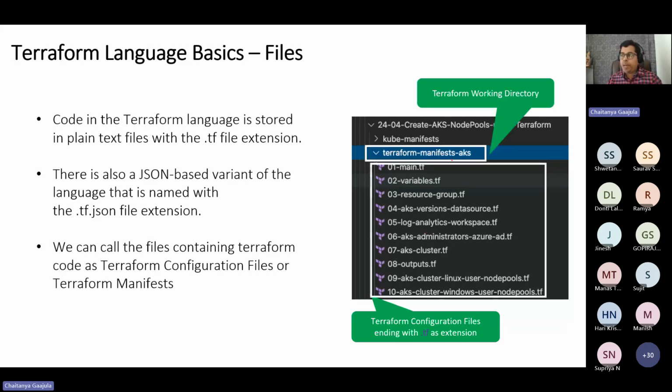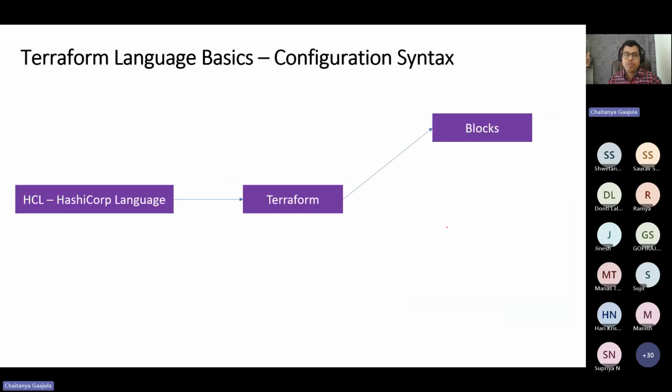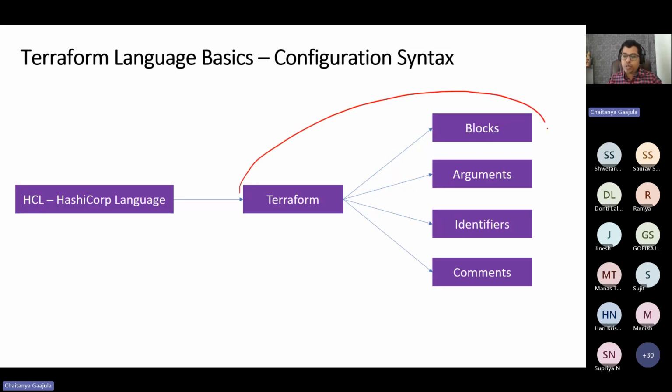And what is a manifest? Manifest means a set of files. So you have to use HashiCorp Terraform, and you would define blocks and arguments. So these are the important components of Terraform.